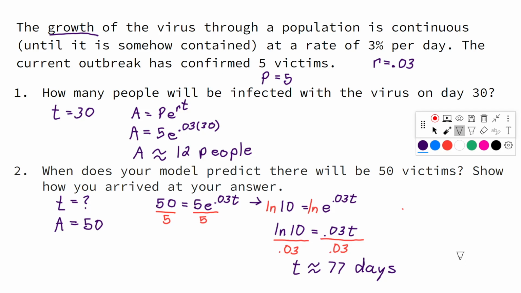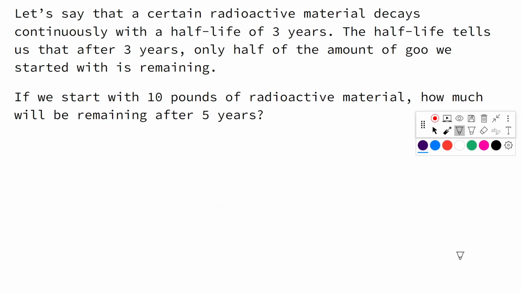Let's take a look at another example here. Here we are talking about a radioactive material that decays. That means we're going to change the formula we work with to A equals P times e to the negative rt. It's a decay, so that exponent needs to be negative. Continuously with a half-life of 3 years.